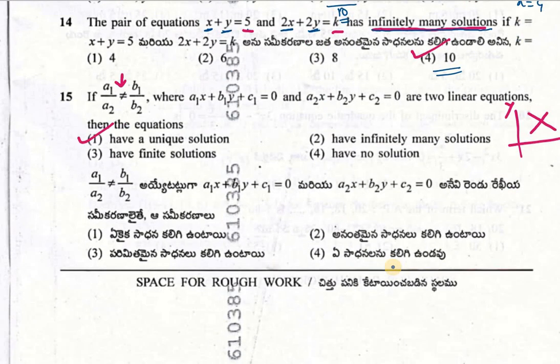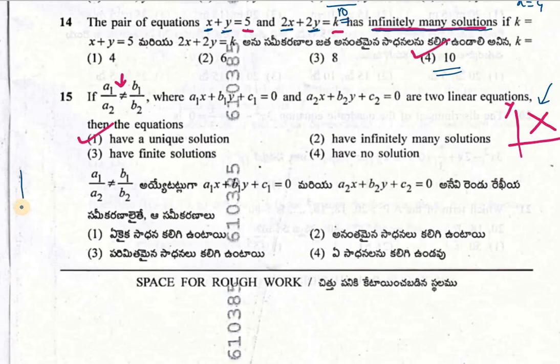The 15th question is also a direct one. What is the 15th question? If a1 by a2 is not equal to b1 by b2. We have a pair of equations given: a1x plus b1y plus c1 equal to 0, and a2x plus b2y plus c2 equal to 0, two linear equations. Whenever you see not equal to, you have to understand that these are intersecting lines.